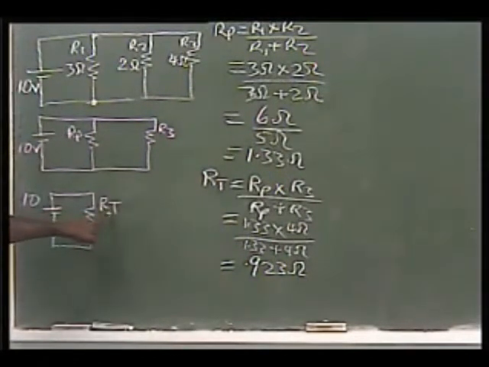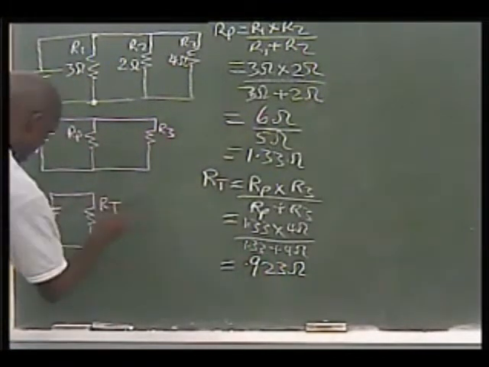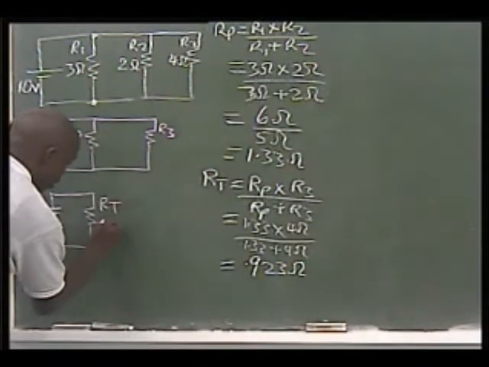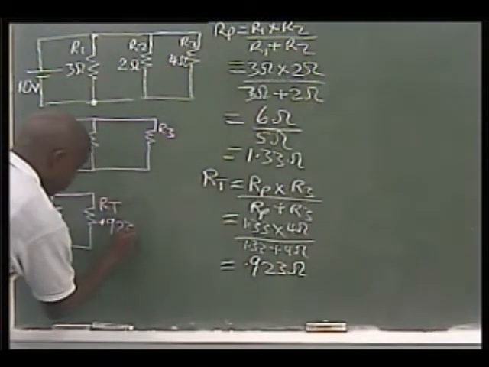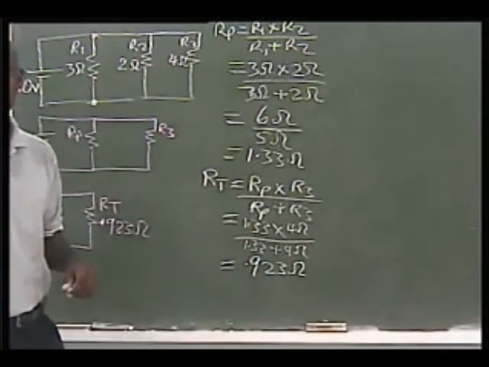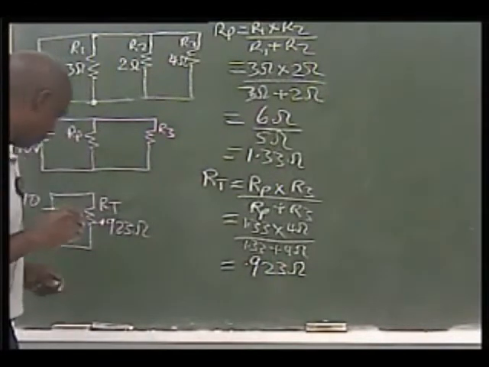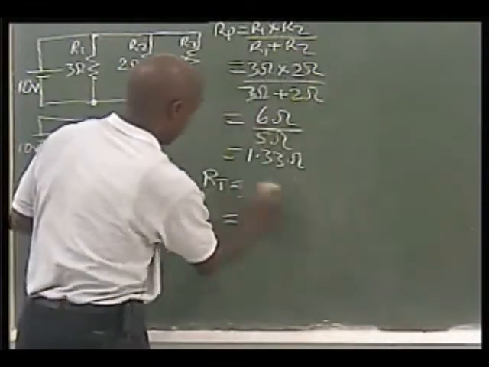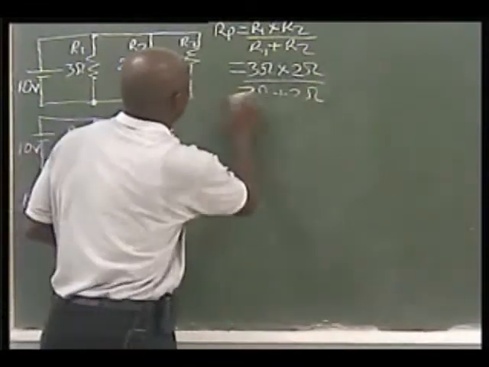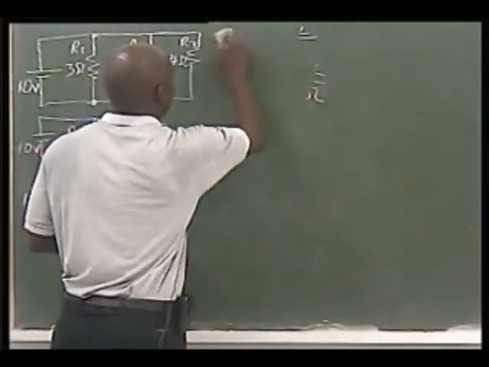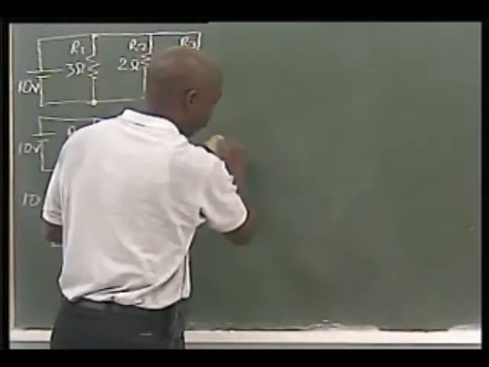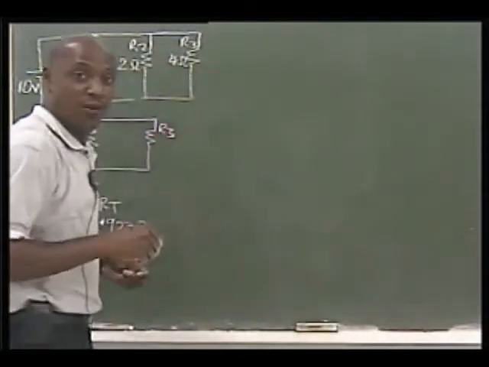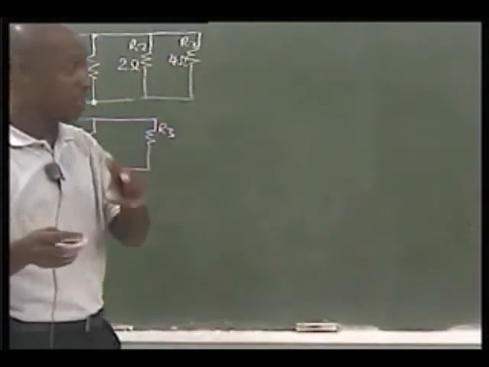Notice I did not call this resistor R1 or R2 or even RP. I call it RT, and its value is going to be 0.923 ohms. Okay? Good. Let's just quickly remove this. So we know our RT using one method. Let's go ahead now and use the other method, because remember I told you there were two methods.